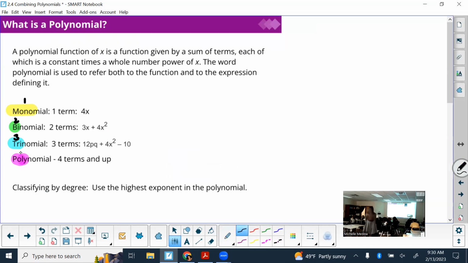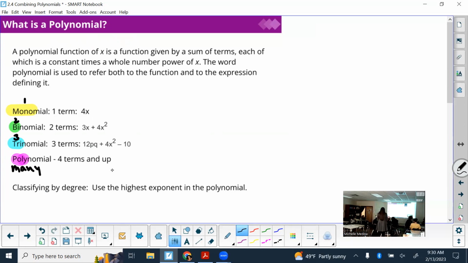No one? Based on the trend, monomial is 1 term, binomial is 2 terms, tri is 3. Actually, it's many. Okay, so 4 terms and up. A polynomial could have 5 terms and it's still a polynomial. 8 terms, it's still a polynomial. So poly means many. But again, they might say classify this polynomial and really it's a monomial. So just understand that. And here are the examples: 1 term, 2 terms, 3 terms, and then 4 and up.